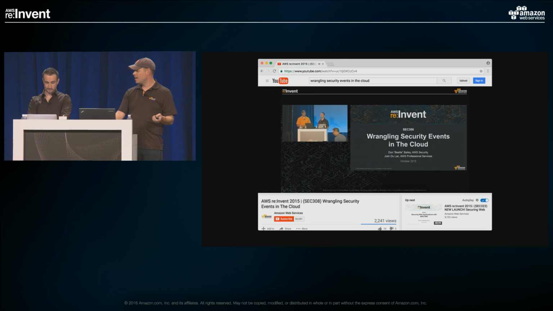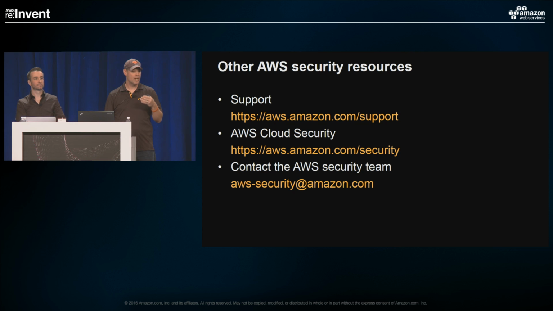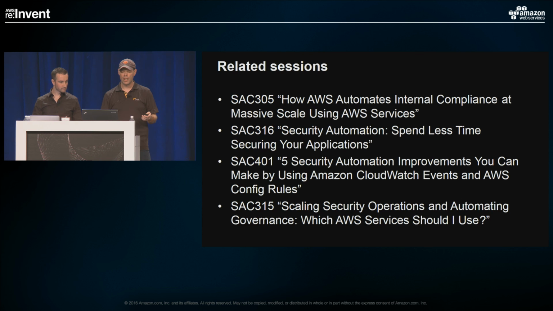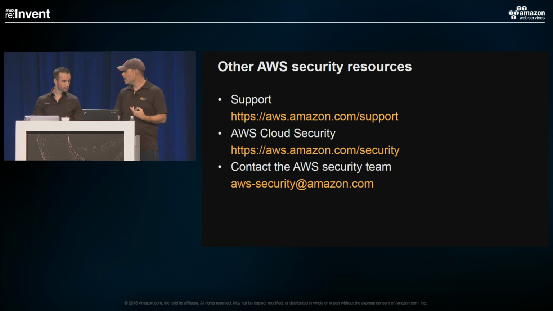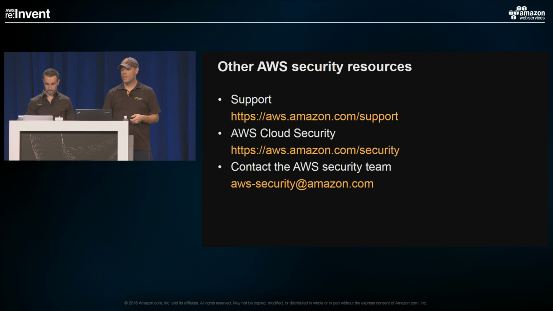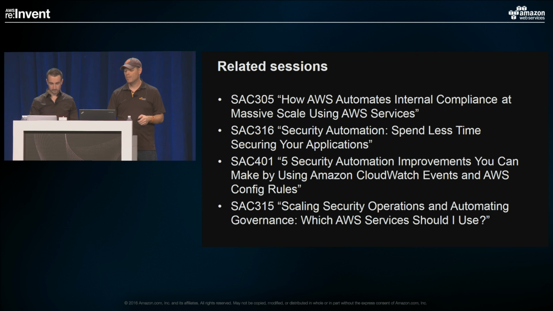And of course, if you have issues or concerns, support is your one-stop shop for getting those addressed. If they do not have the immediate answer to your problem, they have internal escalation procedures that will get you to even the AWS security team if it's a security-related concern. And if you want to find out more about the AWS security team, you can check out our website. And if you need to contact us, if you have questions or concerns that you'd like to email to us, aws-security@amazon.com. The related sessions associated with automating security event response, we highly recommend that you attend.